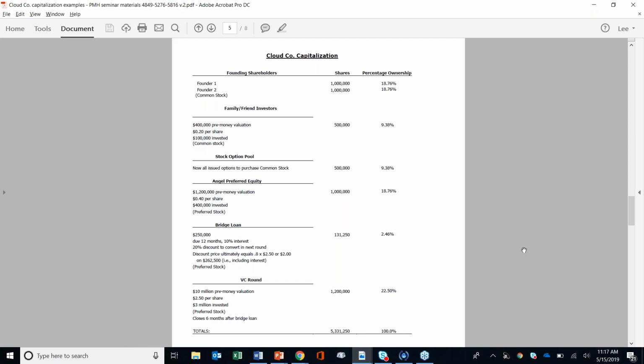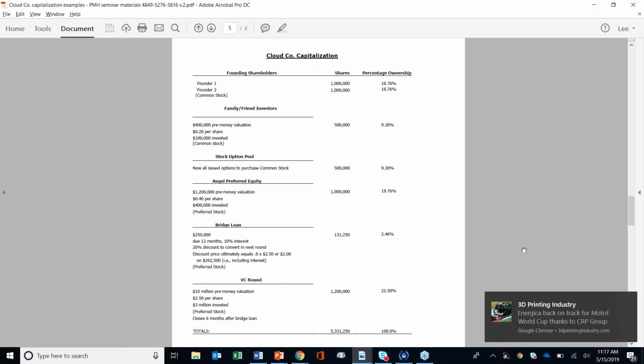When you get into the more sophisticated investors in the later rounds, if it is a venture group or sophisticated angel group, they're almost always going to require that it be preferred stock, that they get their money back first.